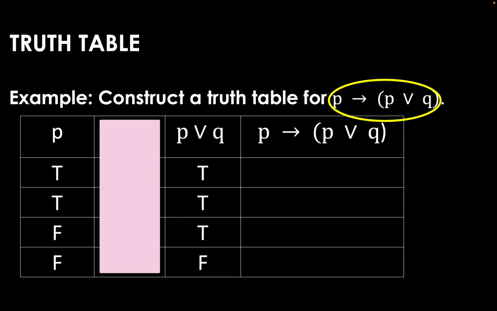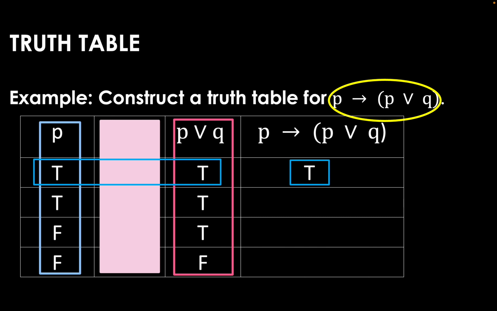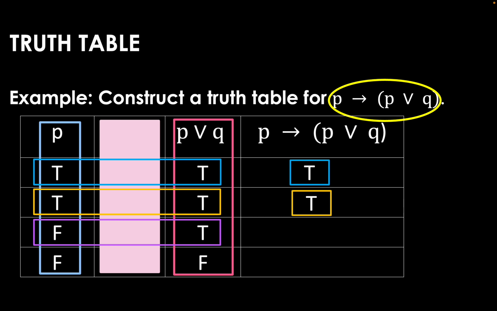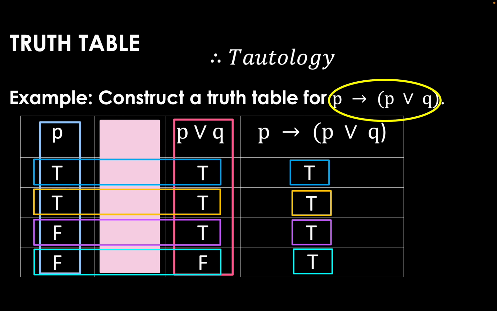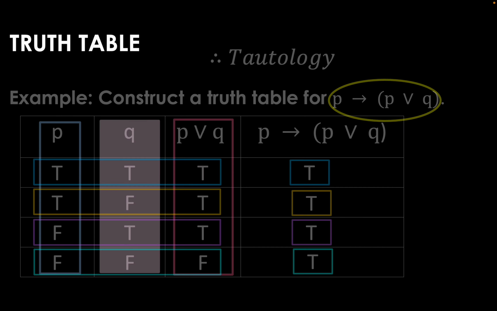So it is false only once, class. Recall, for the conditional, if our first statement is true and the second statement is false, it is false, so the rest are true. So we have true, true, true, true. Our first statement is false, our second statement is true, so that means this is also true. The first statement is false, the second statement is false, that is also true. So that is a tautology, or if P, then P or Q is a tautology, class.